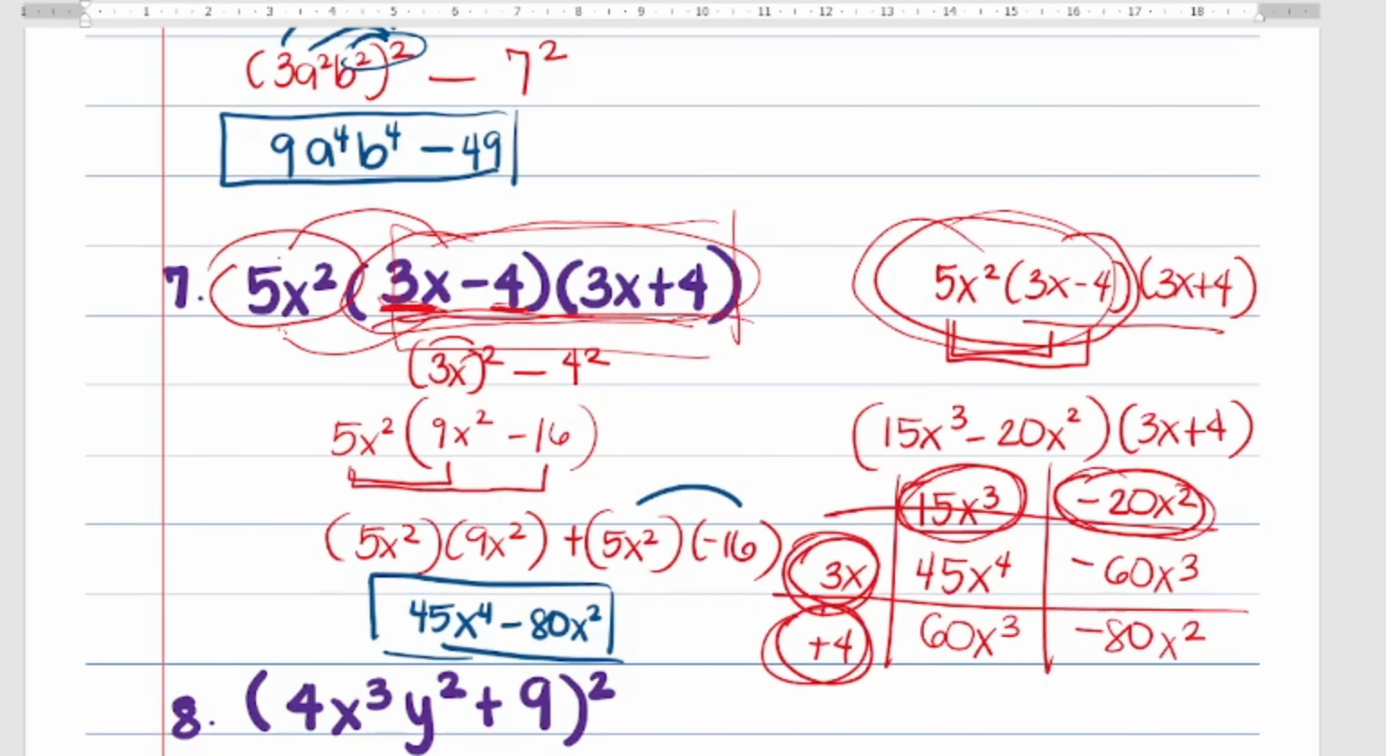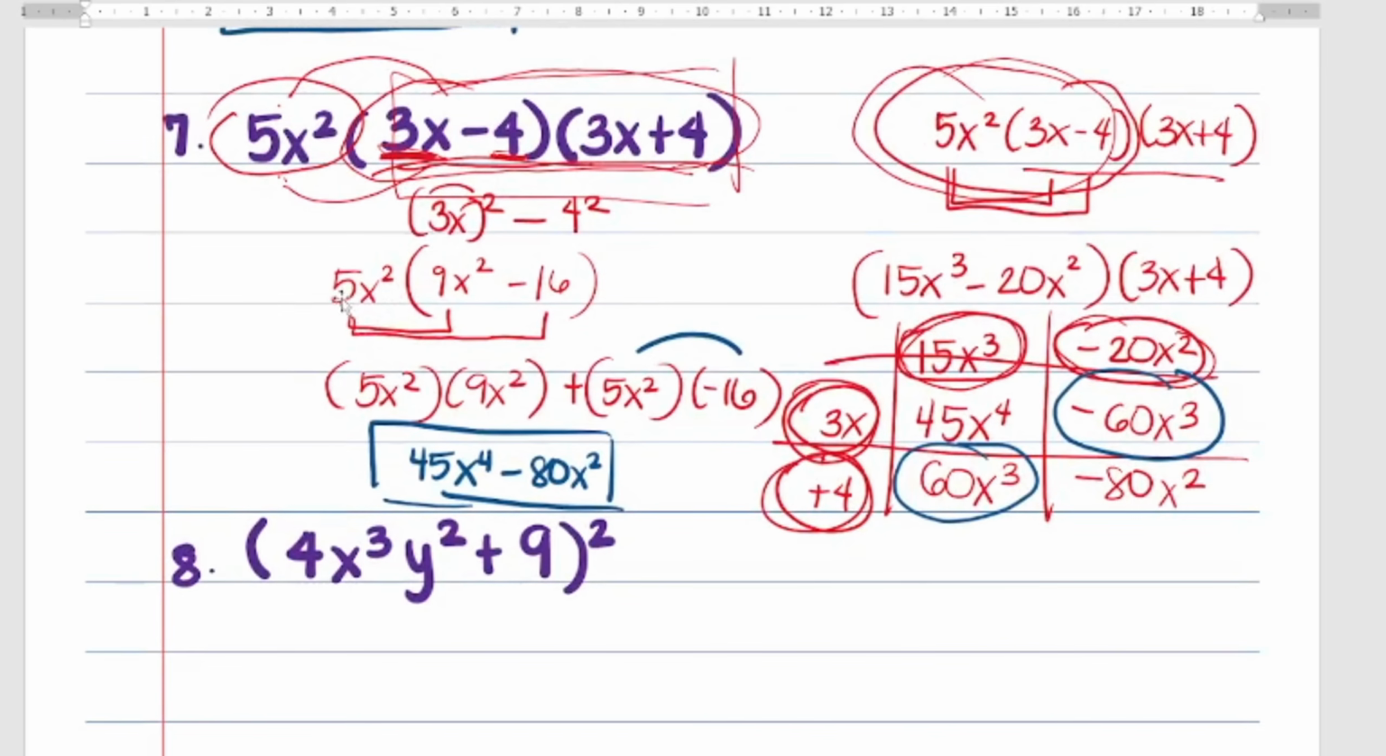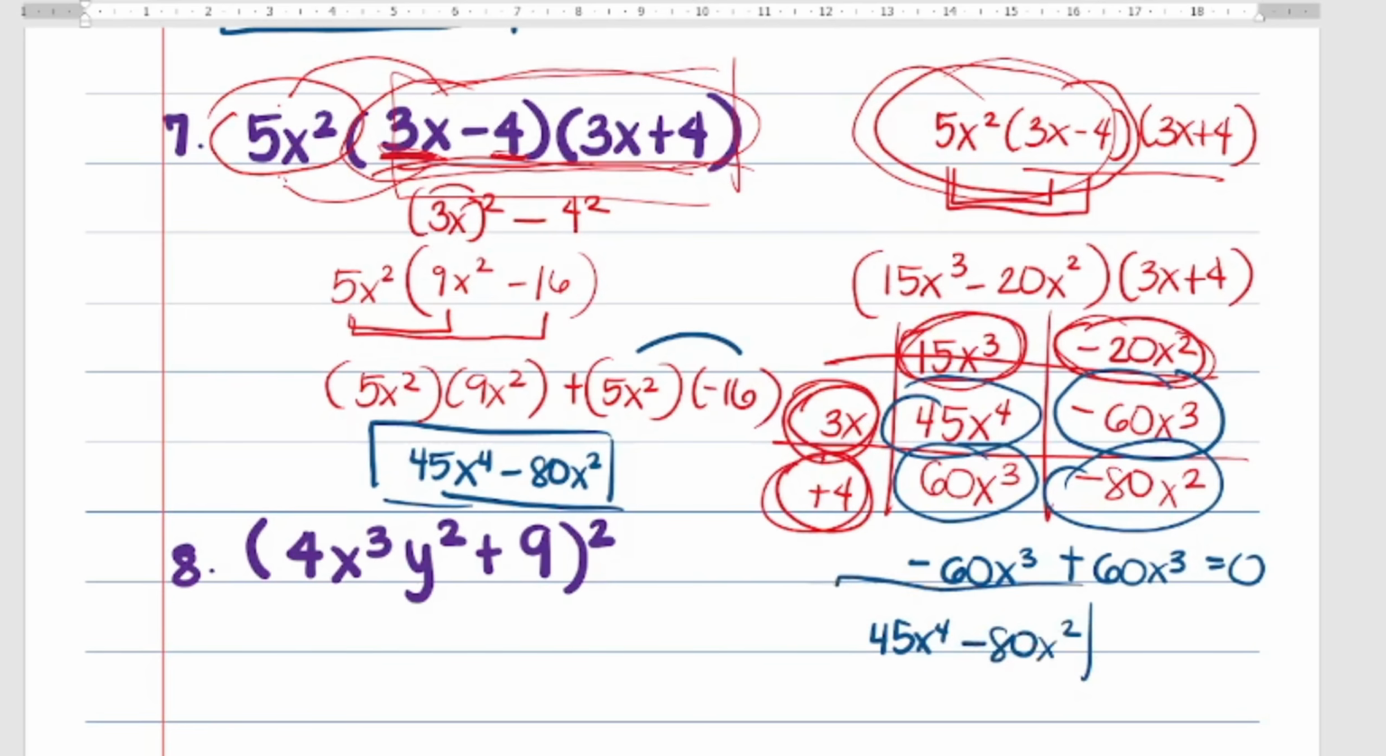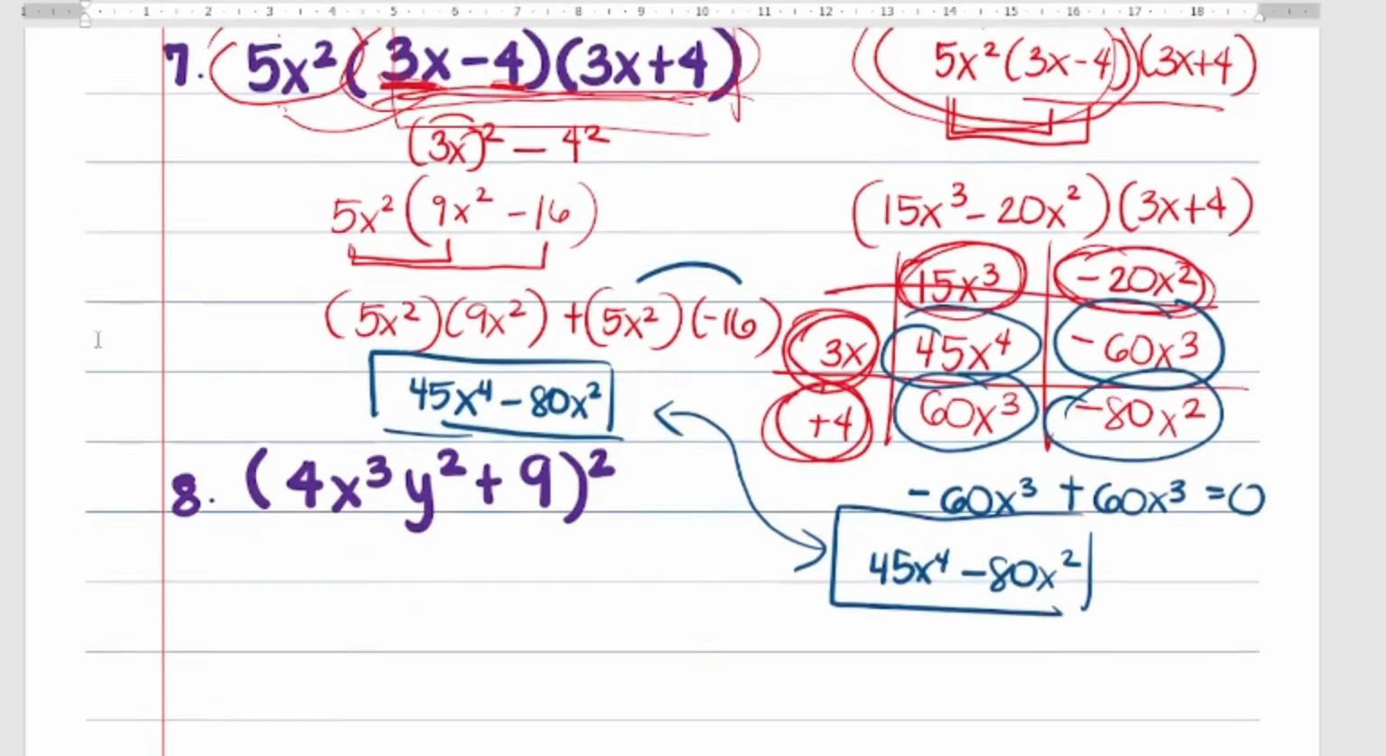Now, looking at our results, we've got two like terms, negative 60x cubed and positive 60x cubed. What is the result if we add negative 60x cubed plus 60x cubed? This is 0. Meaning, we don't need to write these two terms anymore. Our final answer is 45x raised to 4 minus 80x squared. Same answer. So it's up to you which solution you prefer.